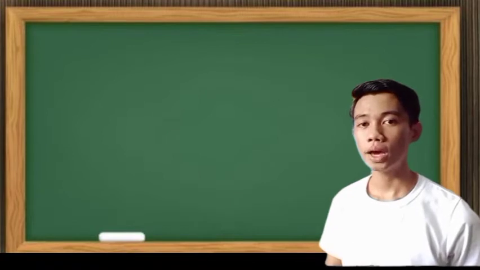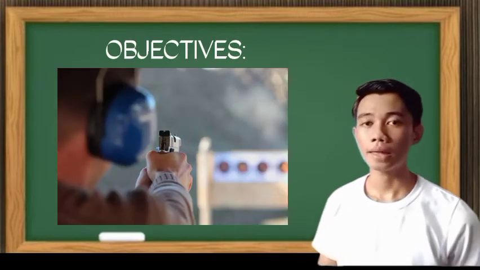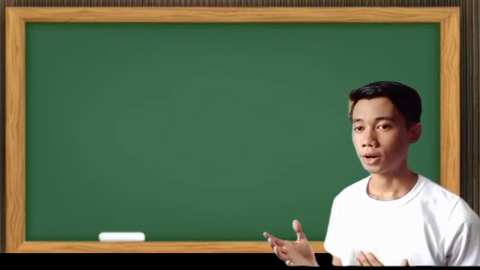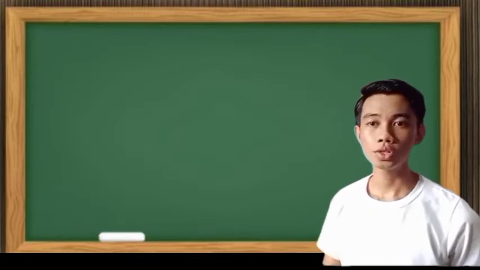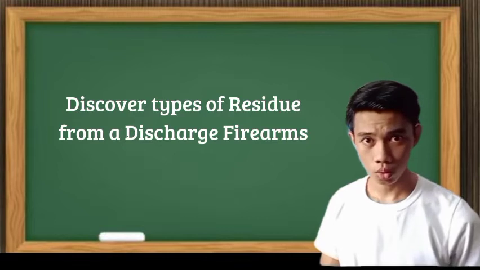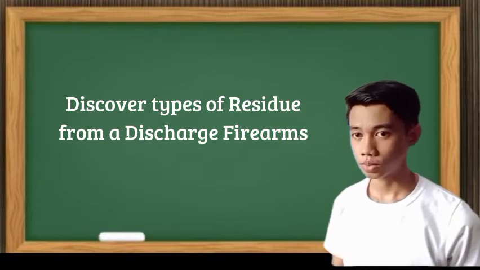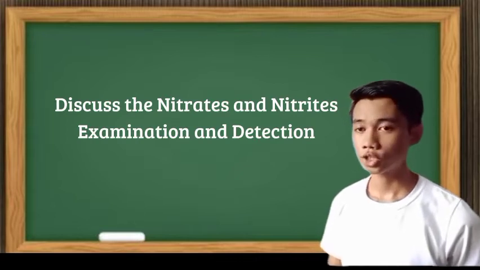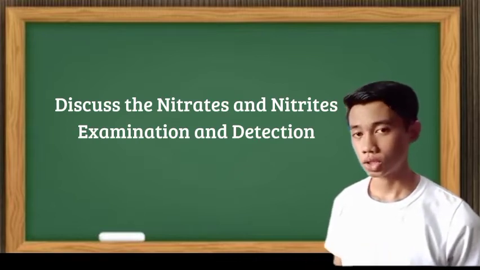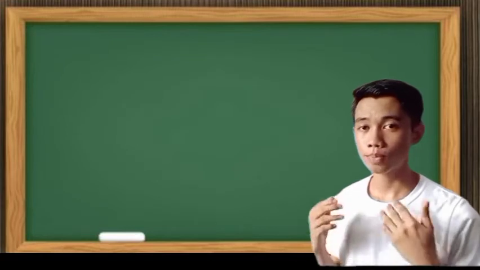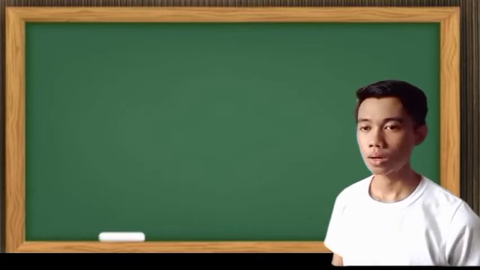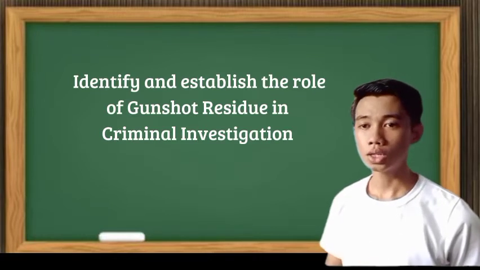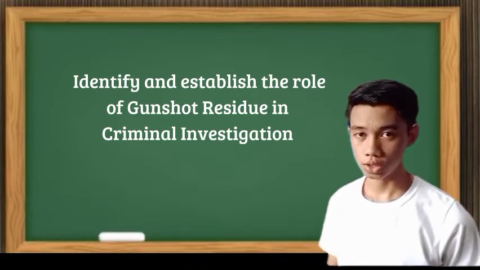To proceed, we have the following objectives. At the end of the lesson, the learners are expected to first discover the types of residue from discharged firearms, and also to discuss the nitrates and nitrites examination and detection, which is also known as gunshot residue examination. Lastly, to identify and establish the role of gunshot residue in criminal investigation.